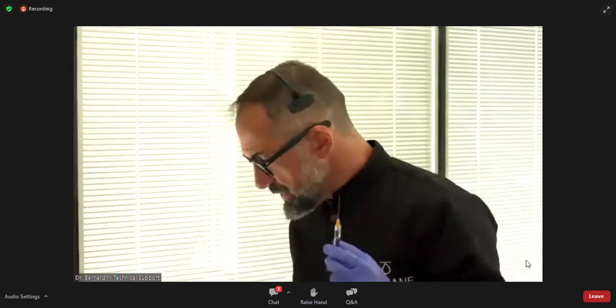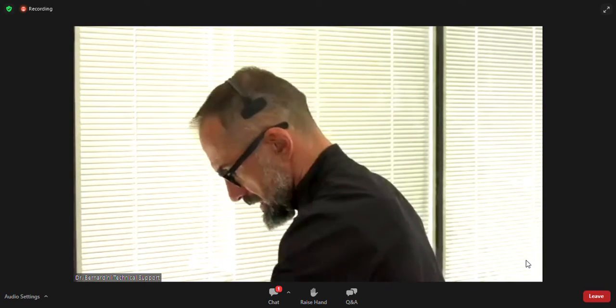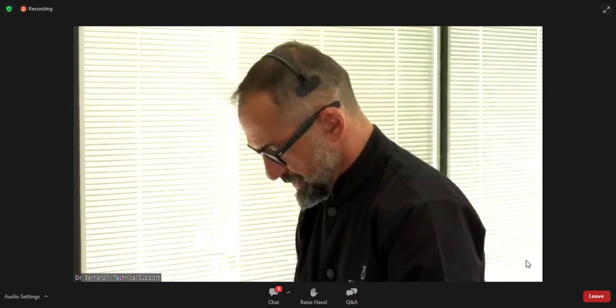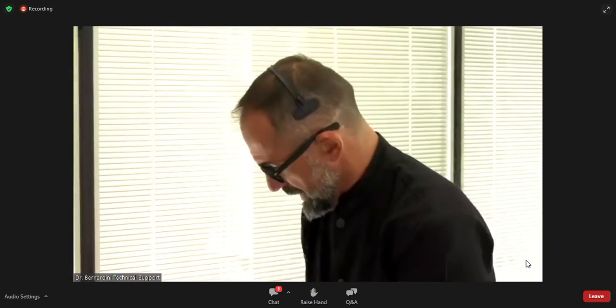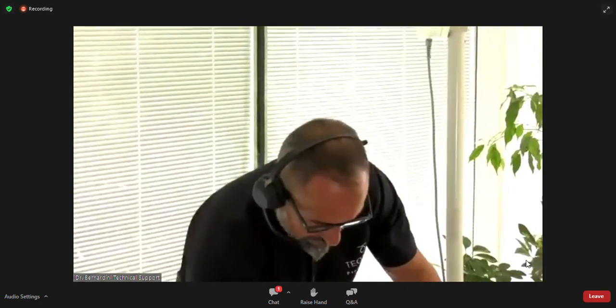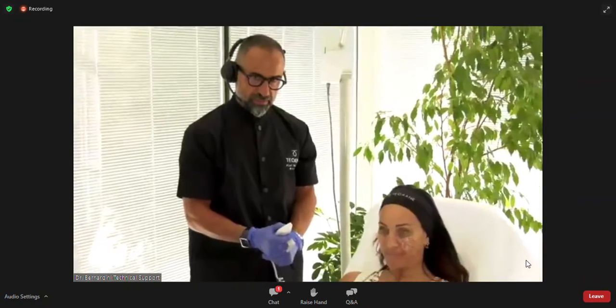Now, I put this syringe away, and I take the other product, which is Redensity 2. I prepare the syringe. I prepare to re-enter, and then I bring back my patient, back onto the action.